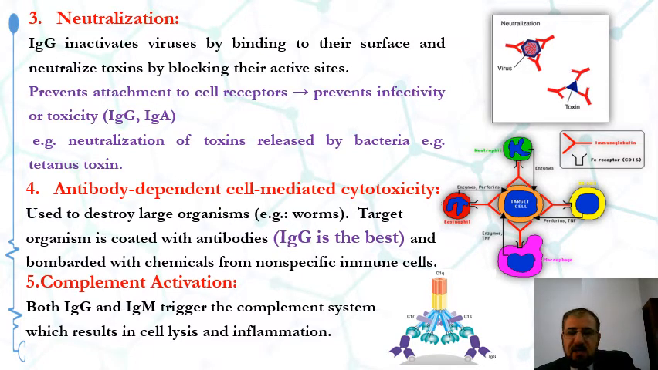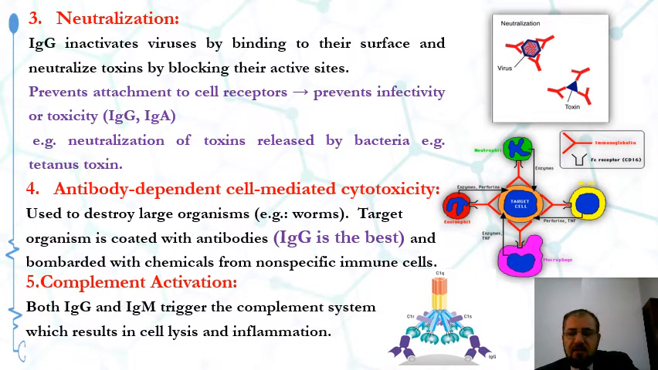Number four, the antibody-dependent cell-mediated cytotoxicity. This happens to destroy large organisms, for example, helminths or parasitic worms, because these are large organisms. So the antibodies coat these organisms, allowing other immune cells, non-specific cells, cells of the innate immunity, to attack those organisms, worms, and destroy them.